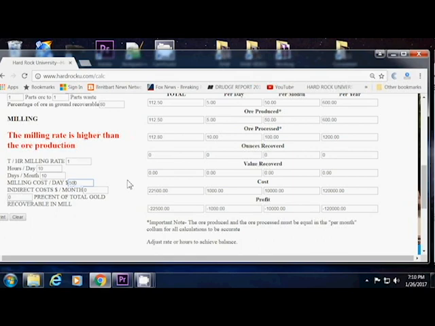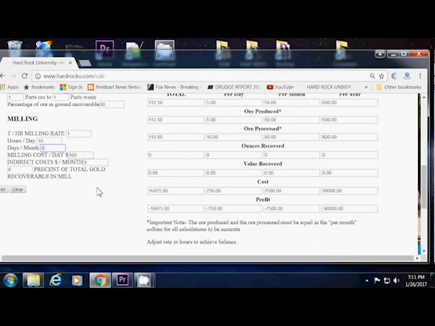Now, the easiest way to correct a mismatch like this is to change a rate or the hours worked, and what I'm going to do is simply change the days per month on the mill to 5 days per month. As you can see now, the mismatch has been fixed.